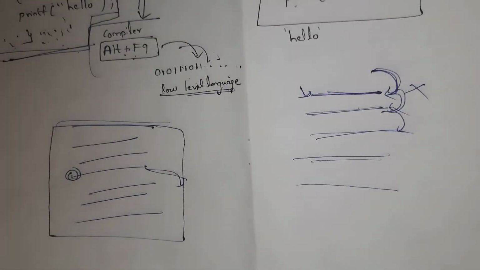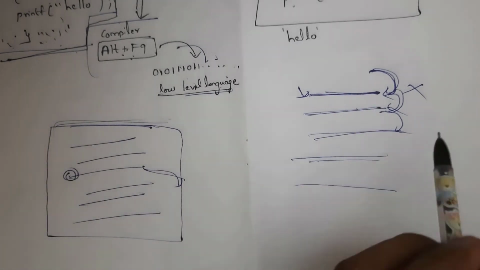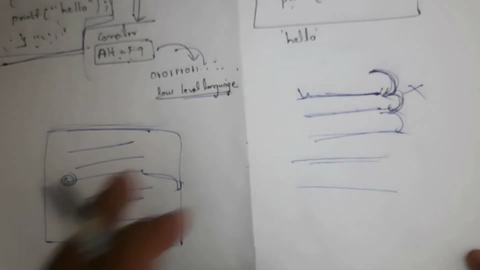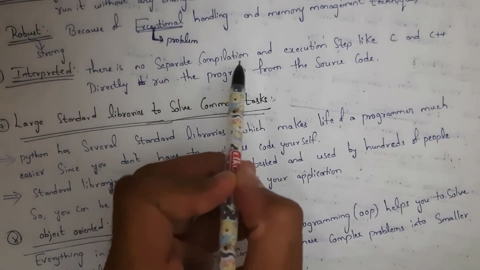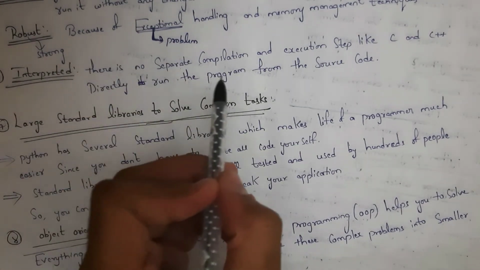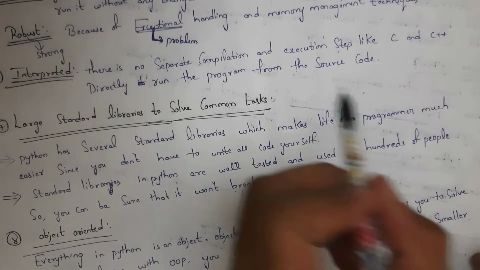Just remember this difference. A compiler executes the entire program at a time, but whereas an interpreter will execute the program line by line, and this interpreter will occupy less memory when compared to a compiler. There is no separate compilation and execution step like in C and C++. Directly it runs the program from source code. That means in C and C++, compilation and execution is a separate step after writing the program, whereas in Python we use an interpreter, so there is no separate compilation and execution step. Directly whatever code that you wrote, it will run that code.